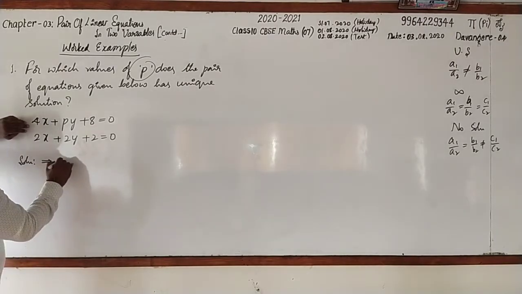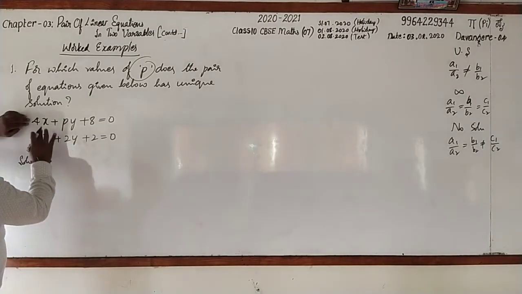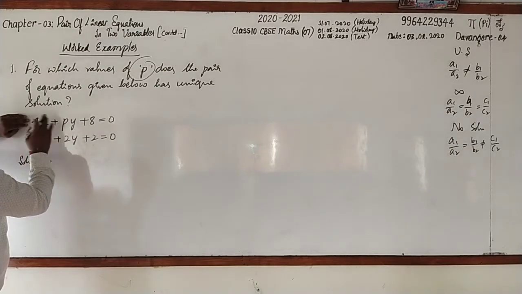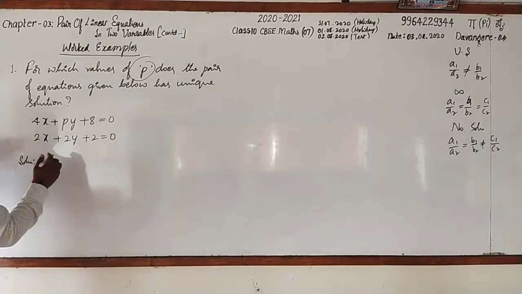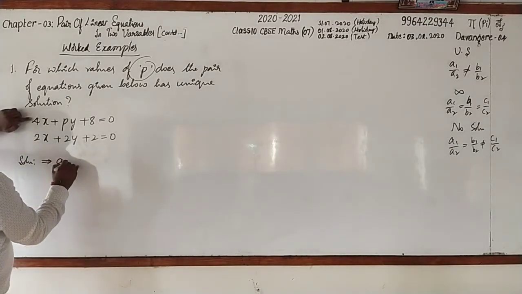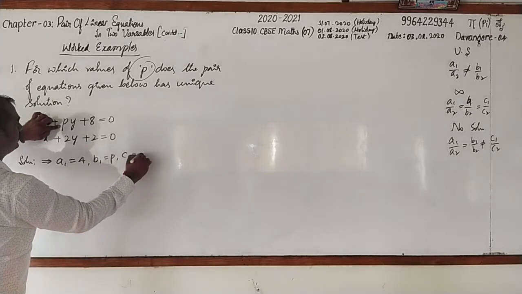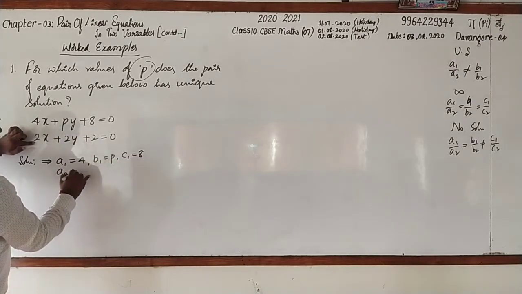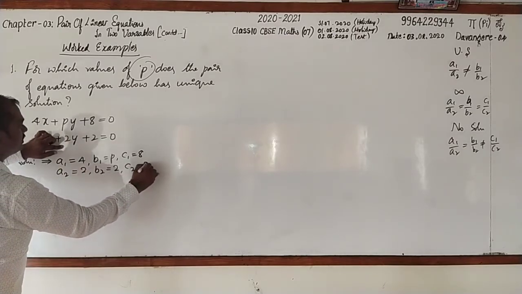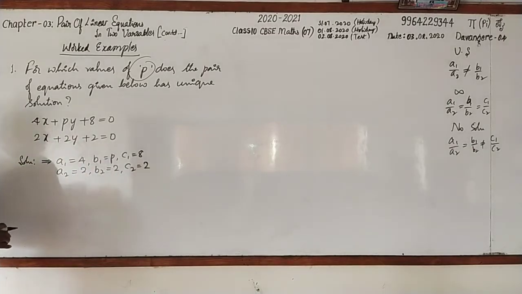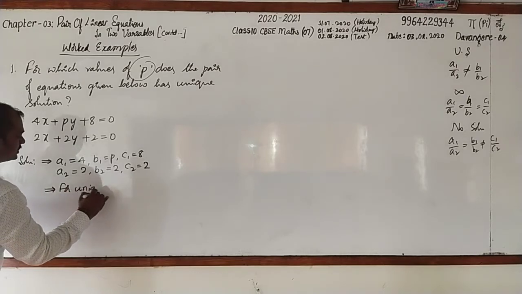Here, first I will go for writing them in the standard form. Are they in standard form? No doubt. See that? a1x plus b1y plus c1, all are on the left hand side. Right hand side 0. Here also. Hence I will go for writing the coefficients directly. What is a1? 4. b1, p, c1, 8. a2, 2. b2, 2. c2, it is also 2. Is it not?